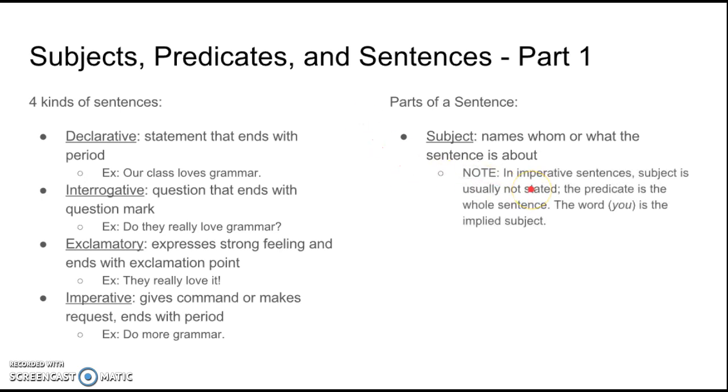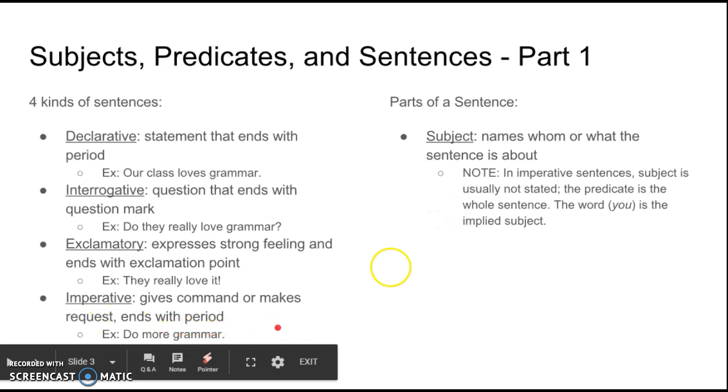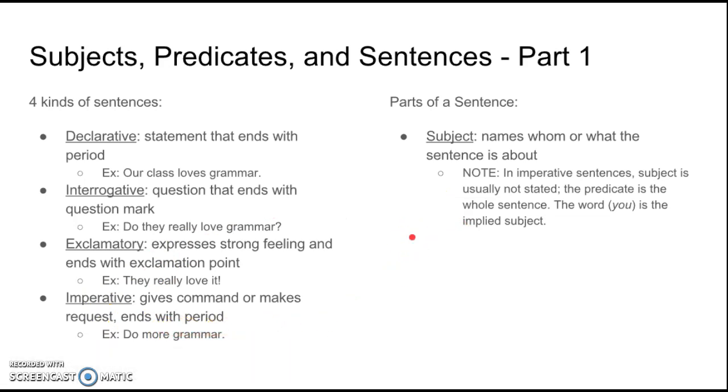Here's that note about imperative sentences. In imperative sentences, the subject is usually not stated. The predicate is the whole sentence. The word you is the implied subject. So, for example, let's look at the sentence, do more grammar. If you're like, where's the subject? Is it do? No. More? No. Grammar? No. Then where is it? It's an implied you. It's just not stated. Like, you could rephrase the sentence, you do more grammar, but it's not necessary to have the you in there.